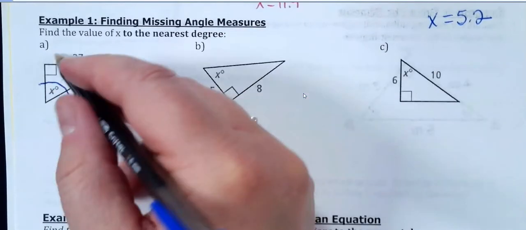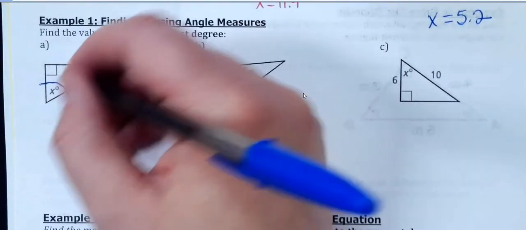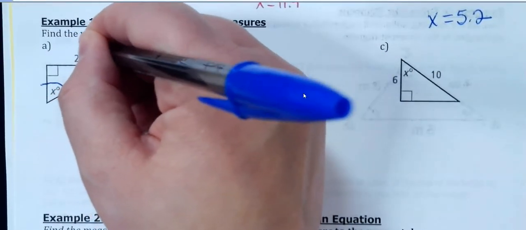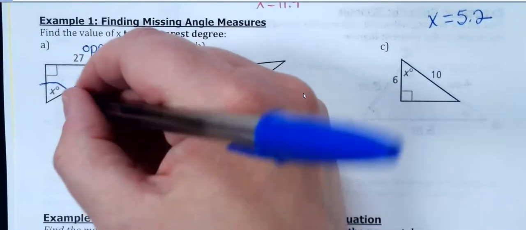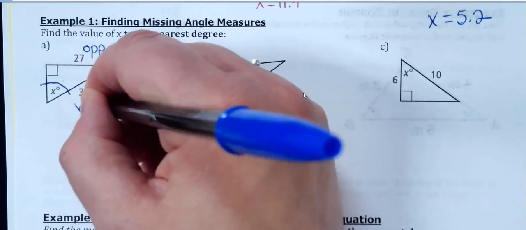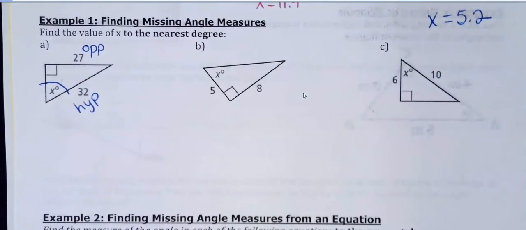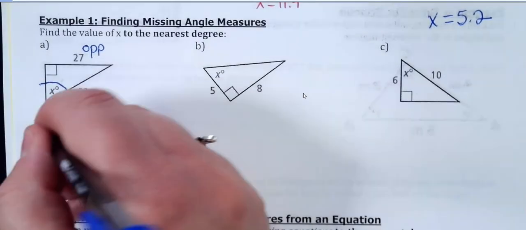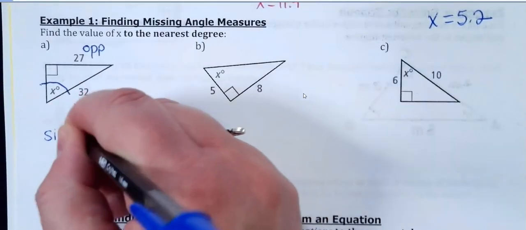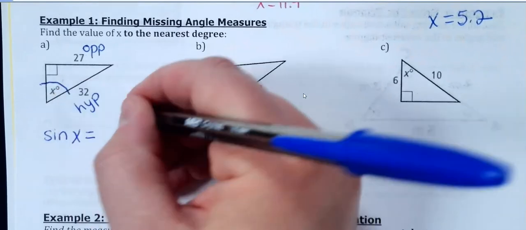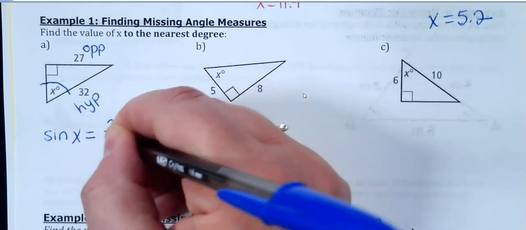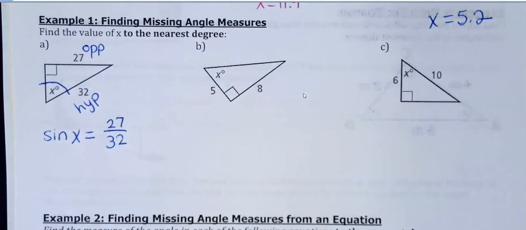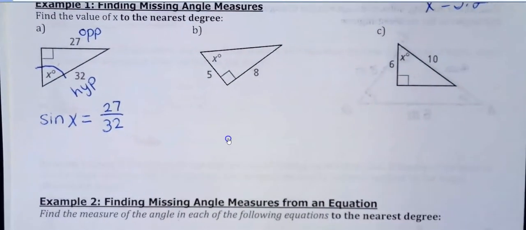So let me see how the sides are related to that. So 27 is across from that, so that's opposite. The 32 is across from the right angle, so the 32 is going to be the hypotenuse. So I have opposite and hypotenuse, so opposite and hypotenuse is sine. So here I'm going to have the sine of x is the side opposite, which is the 27, over the hypotenuse, which is 32.